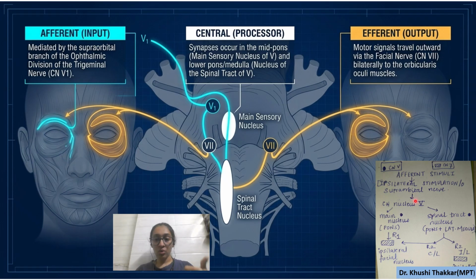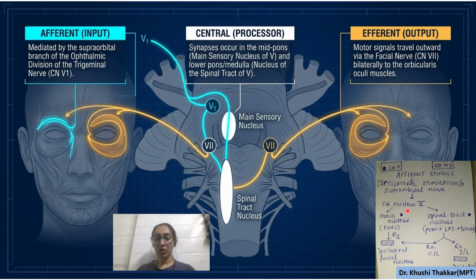So that is going to go to cranial nerve nucleus number 5, because you are stimulating the supraorbital branch of the trigeminal nerve. As we know, three branches of the trigeminal nerve are present. From that, cranial nerve nucleus 5. Now, cranial nerve nucleus 5 I represent with a filled solid circle, and cranial nerve nucleus 7 with a rectangle shape. So, cranial nerve nucleus 5 again goes to two: first is the main nucleus, which is situated in the pons, and the other is the spinal tract nucleus, which is situated in the pons and lateral medulla.